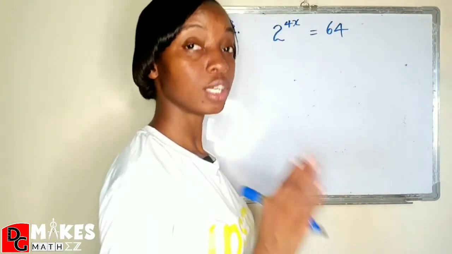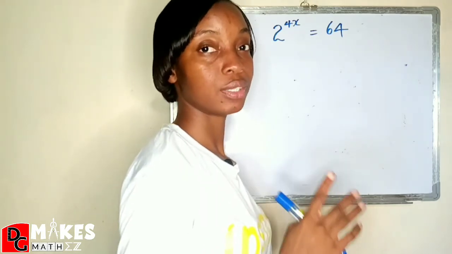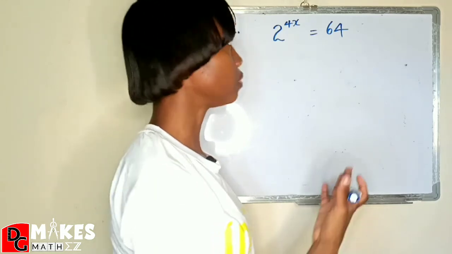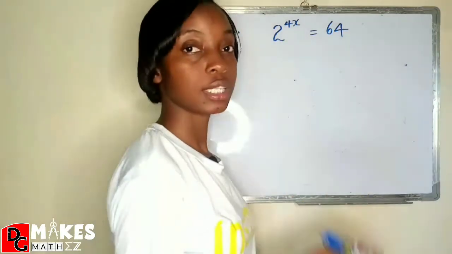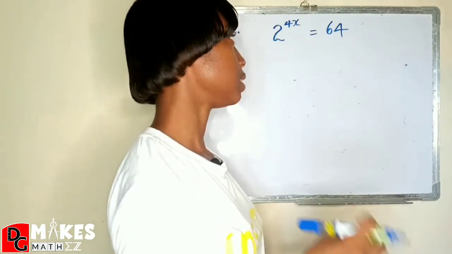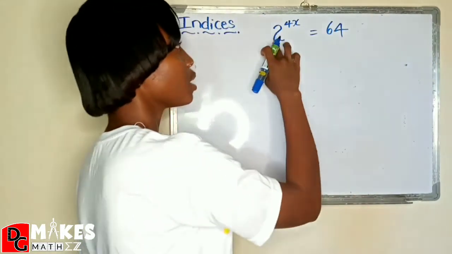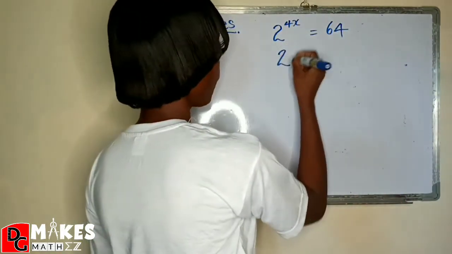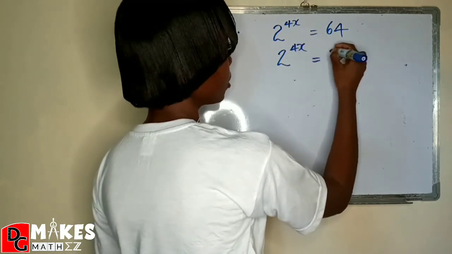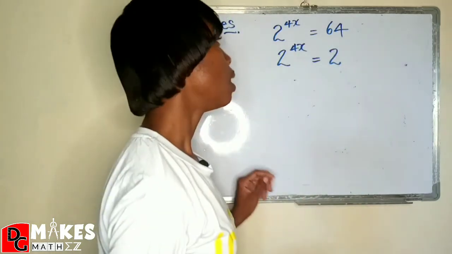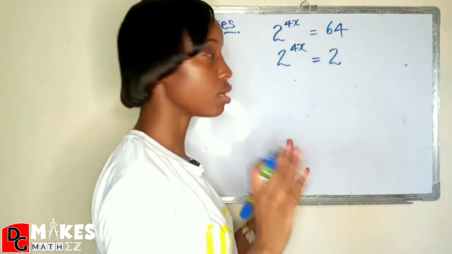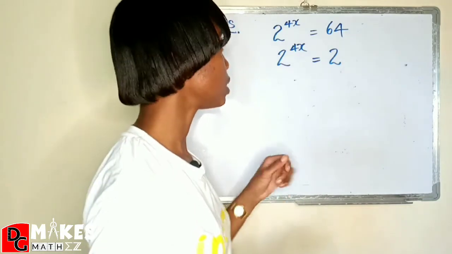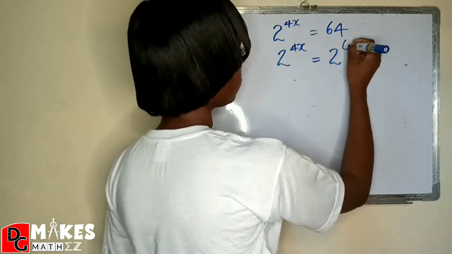Now here, we are not being asked to simplify. We actually need to solve for x. In order to solve equations involving these powers, we need to ensure that both sides of our equation have the same base. So this one is a 2, and 64 can be expressed as a power of 2. For more practice, you can watch my previous video on simply solving equations with indices. That's an additional mathematics video. I will post it in the description.